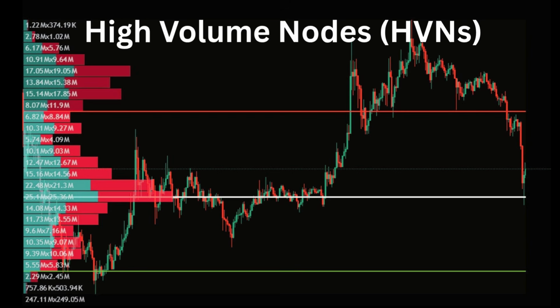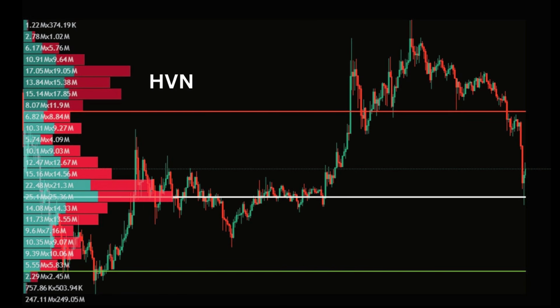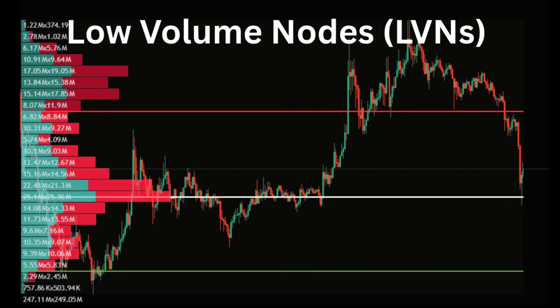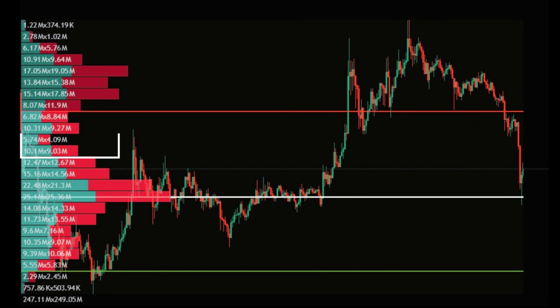High volume nodes, HVNs, these are the peaks in the volume histogram. They signal areas where the market spent a lot of time and volume. Low volume nodes, LVNs, these are valleys in the histogram, price levels that were skipped over quickly. Price tends to move fast through LVNs due to a lack of participation. These are great areas for breakout strategies.